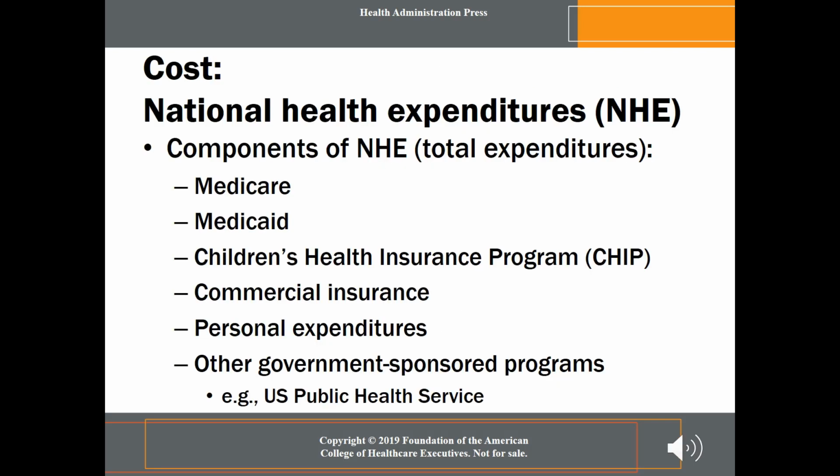As we begin our discussion on national health expenditures, it's important to understand the components that make up our total expenditures. Those are comprised of Medicare, Medicaid, the Children's Health Insurance Program or CHIP, commercial insurance, personal or self-pay expenditures, and then other government-sponsored programs, for example, U.S. Public Health Service, Indian Health Services, military, VA.